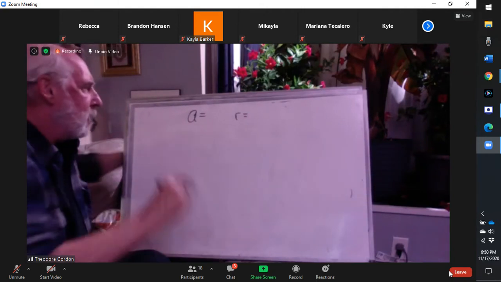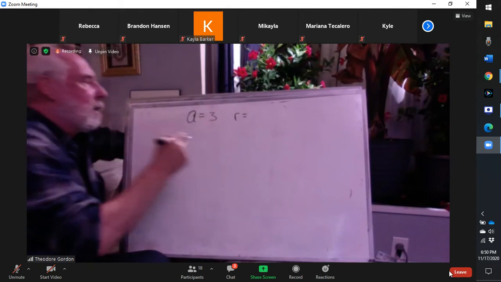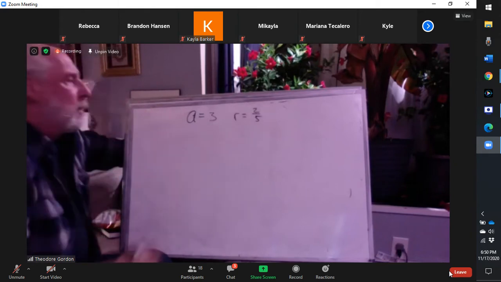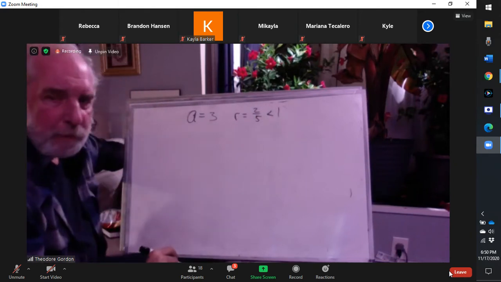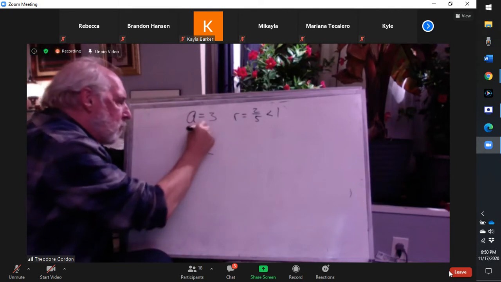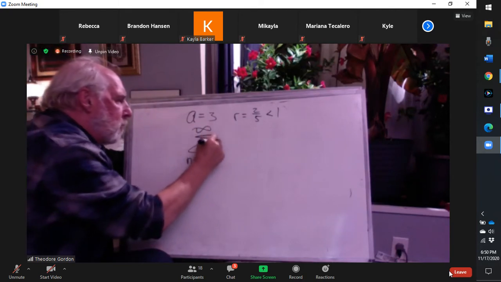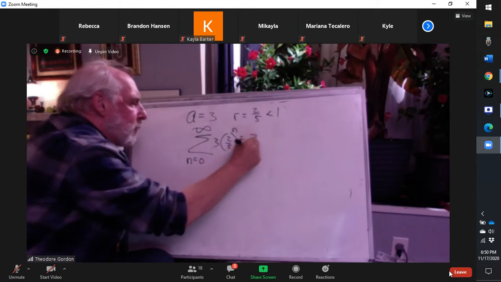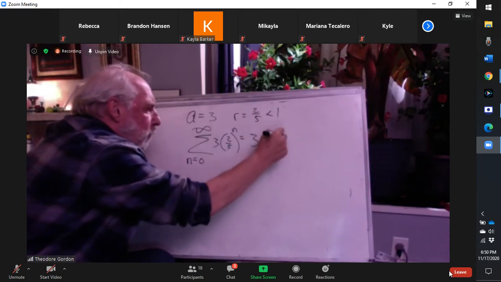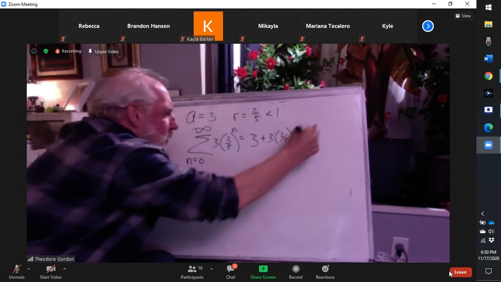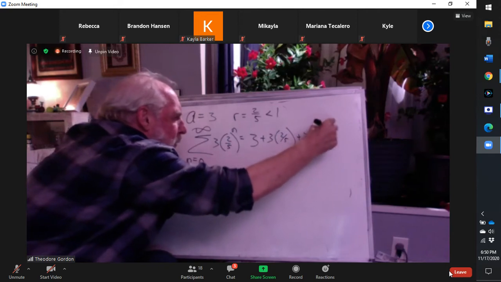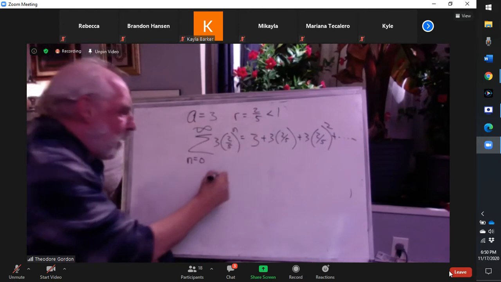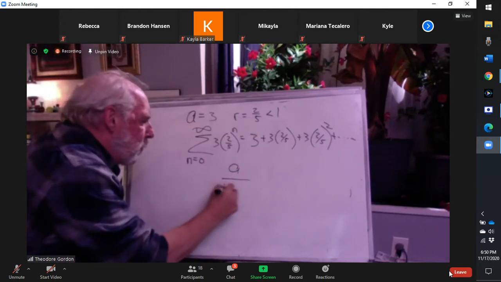So let's let A equal 3 and we'll let R equal 2/5. 2/5 is less than 1, so this series will converge. So we have the infinite sum from n equals 0 of 3 times 2 over 5 to the n. So this is going to give us 3 plus 3 times 2/5 plus 3 times 2/5 squared plus all the way out. Because r is less than 1, this will add up to A over 1 minus R.